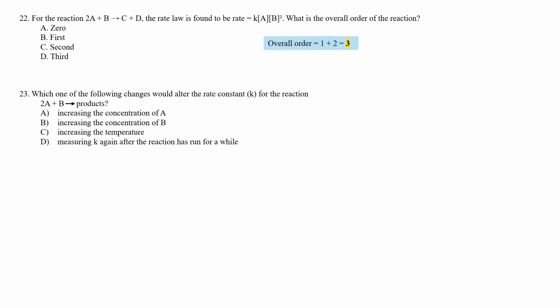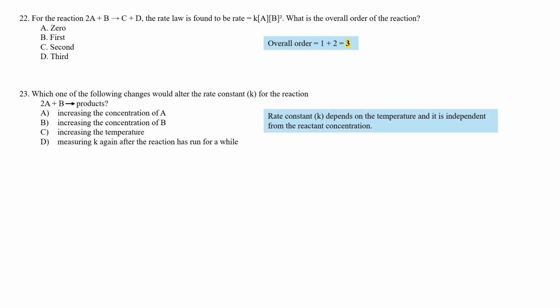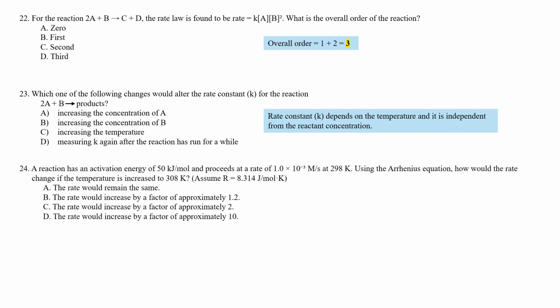Which of the following changes would alter the rate constant K for the reaction? Rate constant K depends only on the temperature and it is independent from the other factors like reactant concentration. A reaction has the activation energy 50 kilojoules per mole and the rate for that reaction is 1.0 times 10 to the negative 3 molar per second at 298 Kelvin.